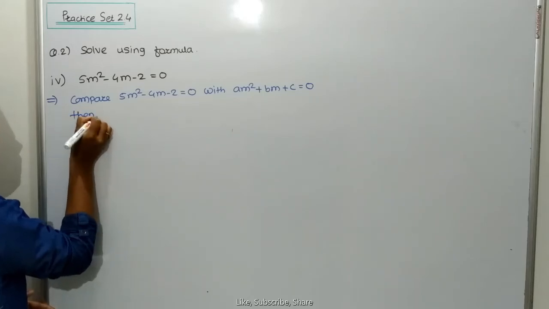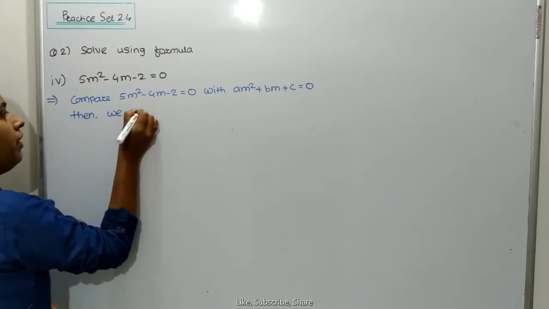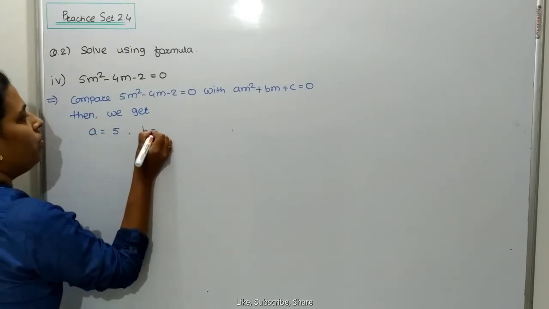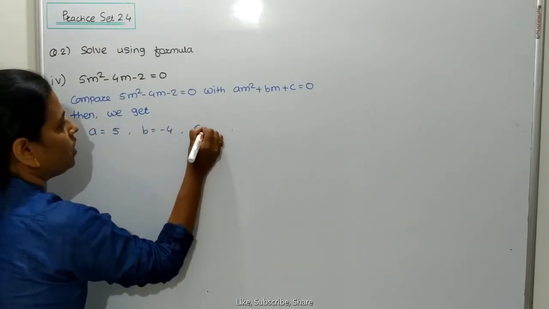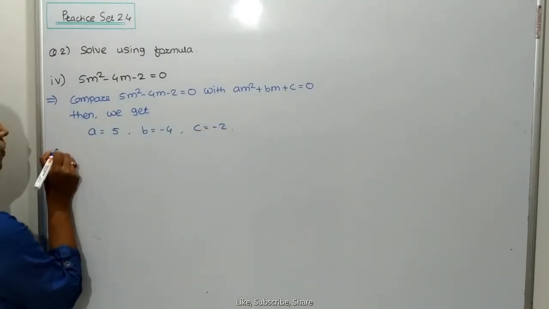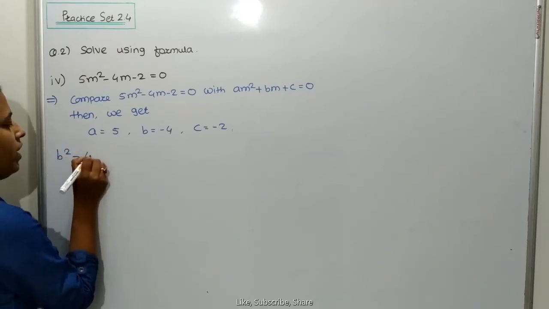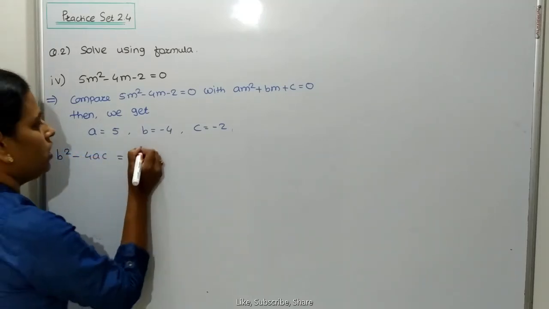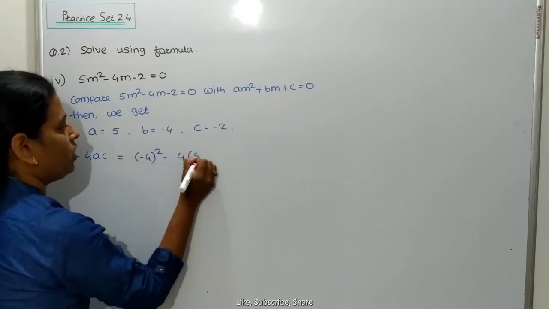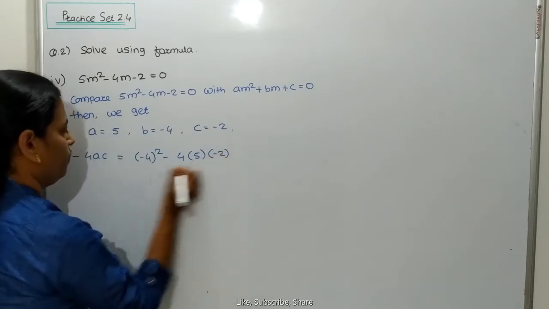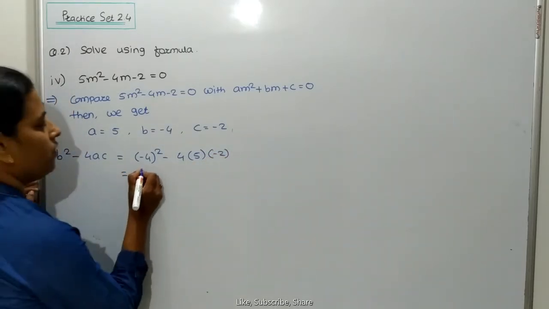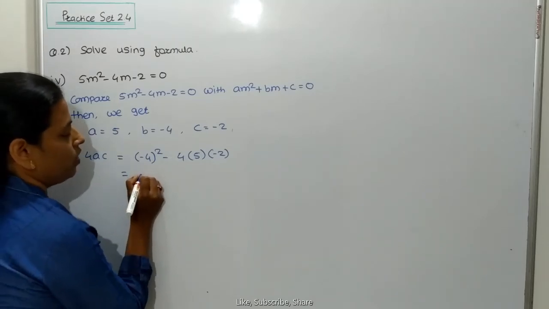Then we get a is equal to 5, b is equal to -4, c is equal to -2. Now we have to find out the value of b square minus 4ac. So what is the value of b? That is -4 square. The value of a is 5, c value is -2. Now, what is the square of -4? That is 4 4s are 16.